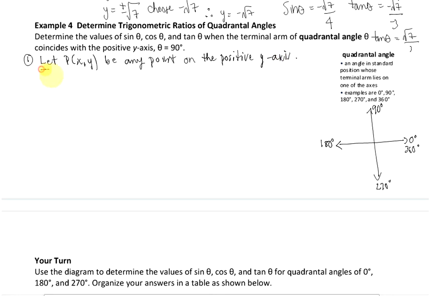Okay, so what that means then is that x is going to equal 0 because any point on the y-axis has an x-coordinate of 0. And we will also find that r is equal to y. Okay, so let's draw ourselves a picture to see why that is true. Okay, so in standard position, 90 degrees looks like this.